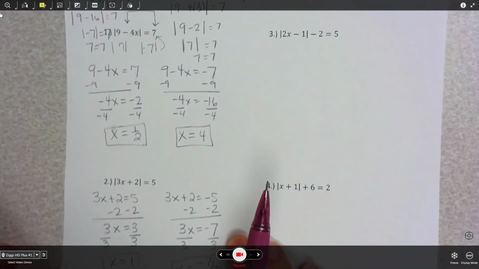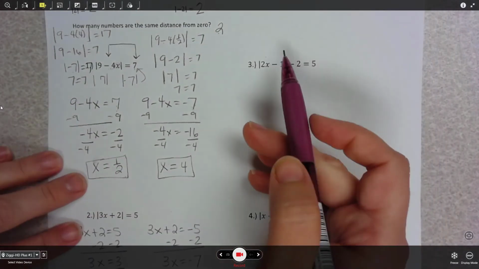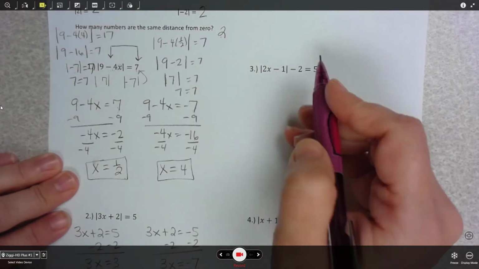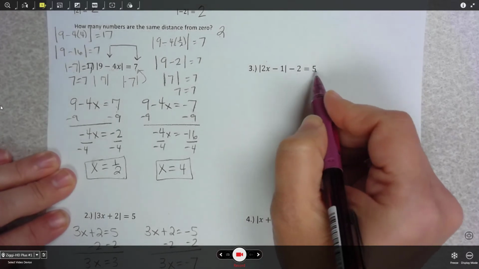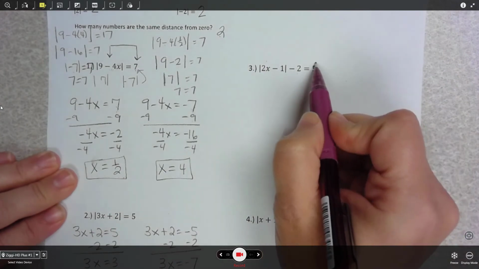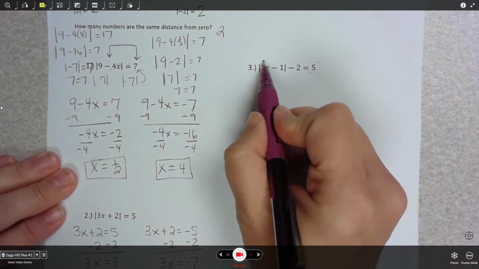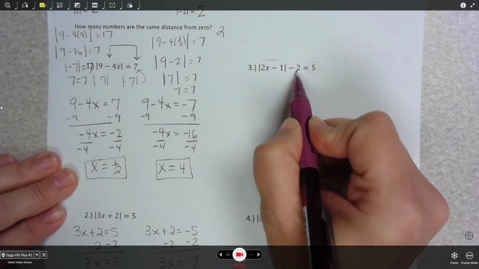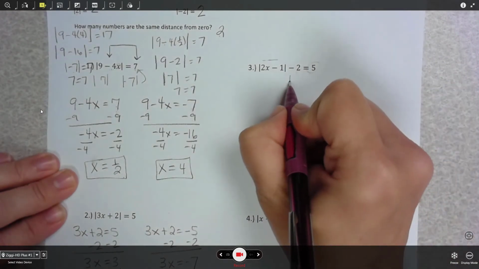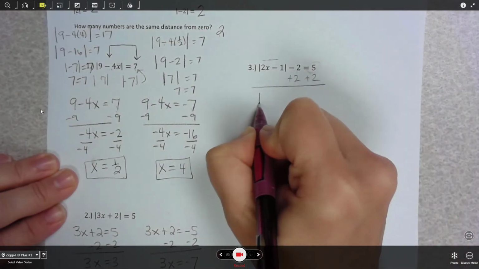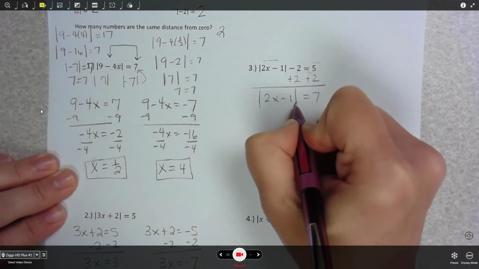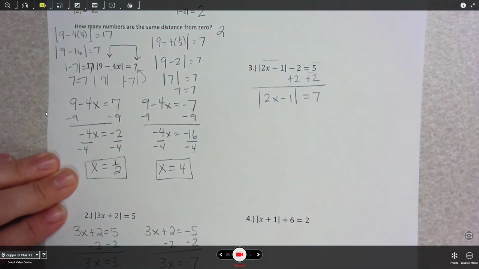Alright, let's look at the next one. This one says some number, a distance of some number, take away 2 will give me 5. Well, I can't take this and solve it for 5 and negative 5 because 5 is not my distance. This says whatever my distance is, I took 2 away from it, and that's how I got 5. So what I need to do is add the 2 back on there so that I'll know what distance I'm needing to find. Alright, so 7 is the actual distance.